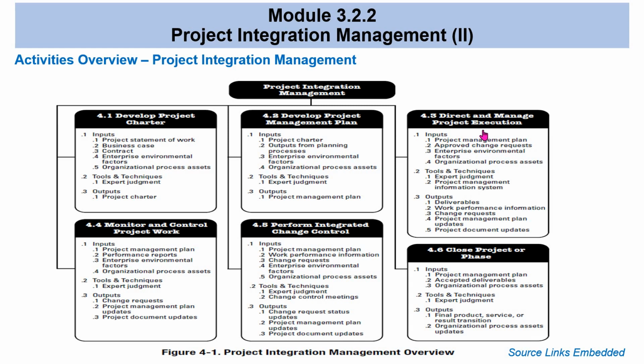And as well as direct and manage project execution, which is another process step, as well as monitor and control your project work and perform integrated change control when you have change requests, managing them, controlling them, so that they end up in the right place and get the right approval, and then closing the project. So these are all integral activities or processes that you need to use applying these knowledge areas, and that helps you to fully integrate your overall project into getting something more successful.